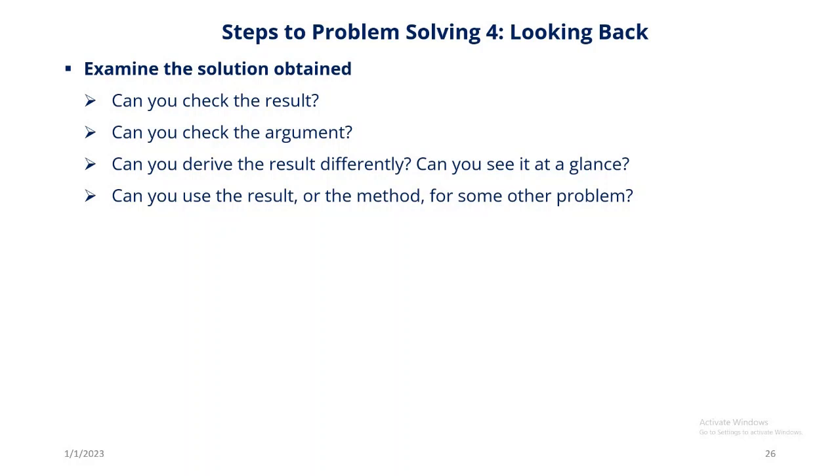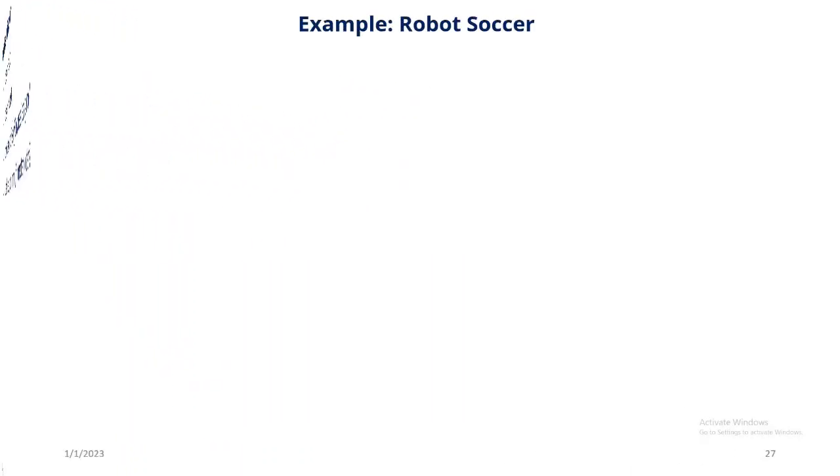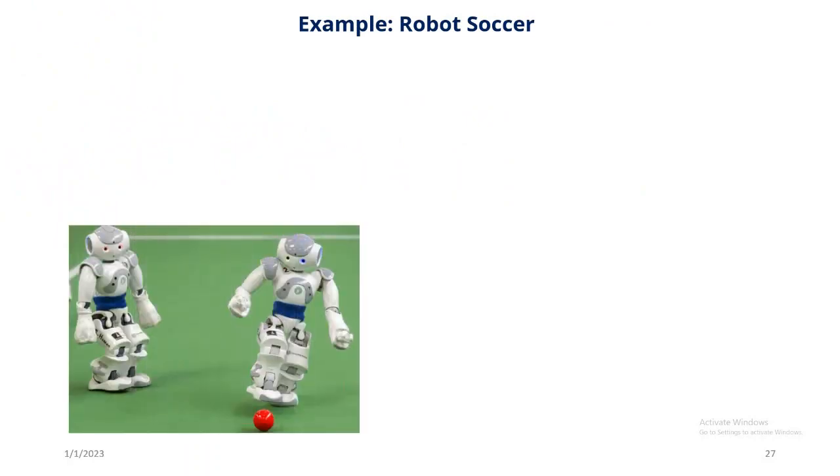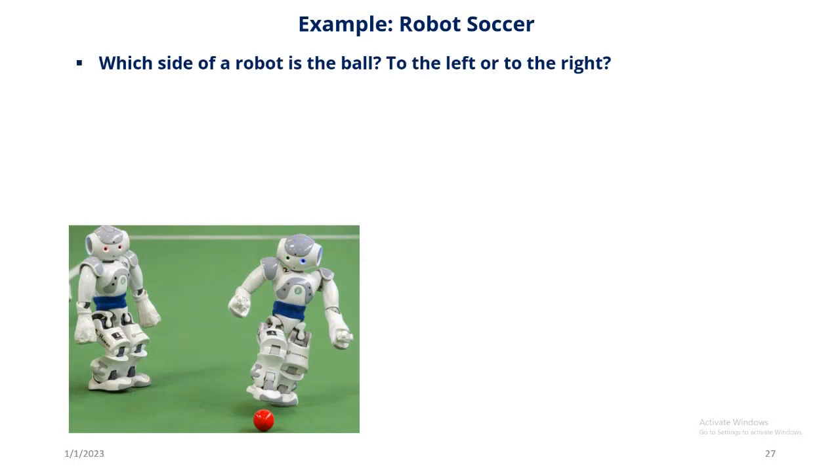So, what we have been talking about is theoretical. We'll look at a practical example that will make us have a deeper understanding. Example: robot soccer. Robot soccer is a very interesting thing that has been happening around the world for some time now.